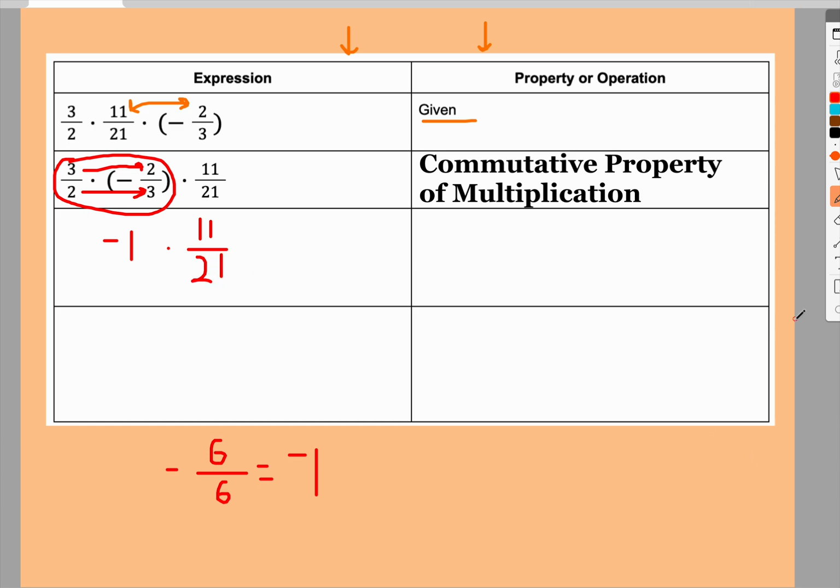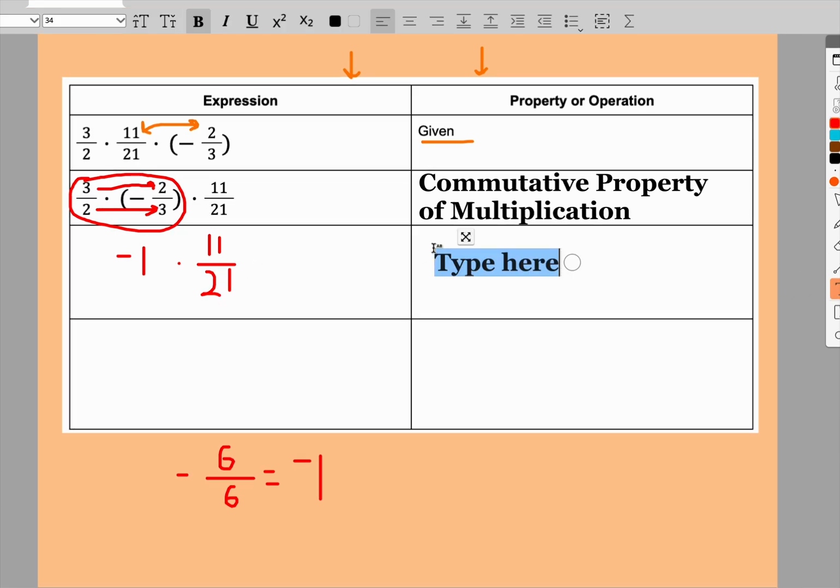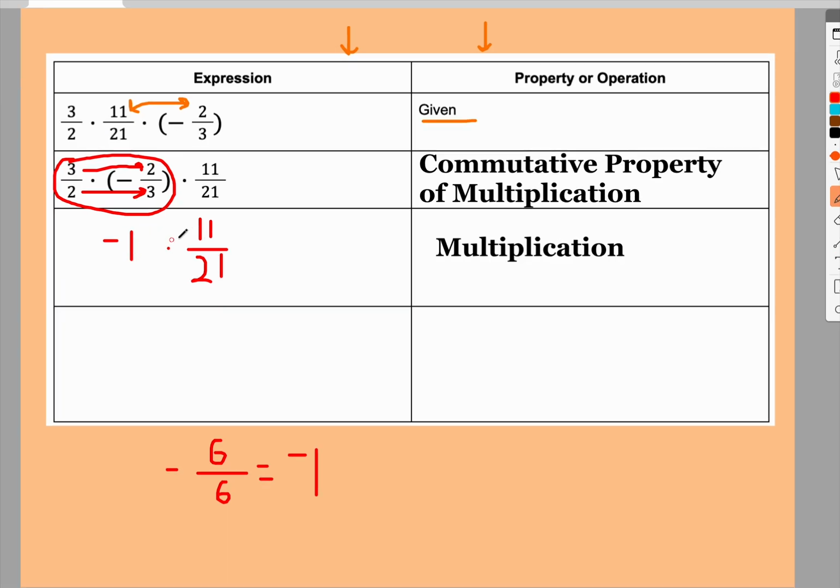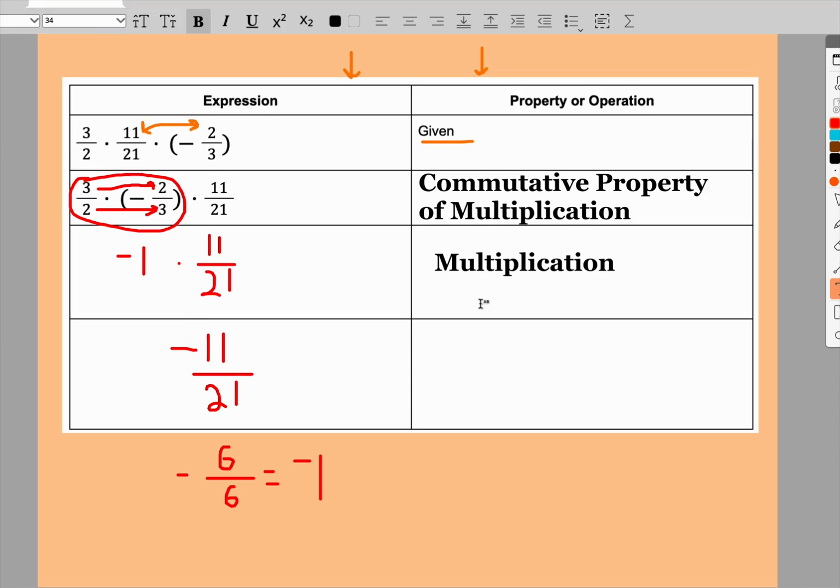Okay, and then what did we do to get there? What is our justification? We multiplied, so I can write multiplication. We're going to simplify it again. Negative 1 times 11/21. Well, 1 times anything is itself. And I'm multiplying a negative by a positive, so I get a negative version of that. You can use parentheses if you'd like at the end. You don't have to, though. But again, our justification is multiplication.